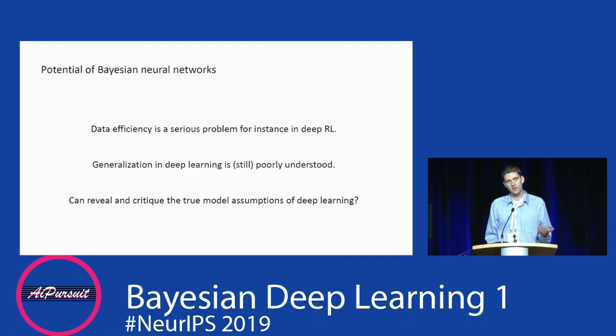Okay, so I think we'll hear a lot about this through the day, the potential of Bayesian neural networks. So data efficiency is a serious problem, for instance, in deep reinforcement learning. Generalization in deep learning is still, I think, poorly understood, although there have been some improvements. And I think part of the potential of Bayesian deep learning is to reveal and critique the true model assumptions of deep learning.